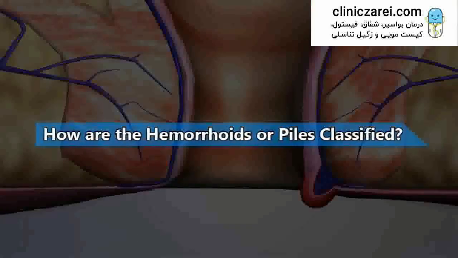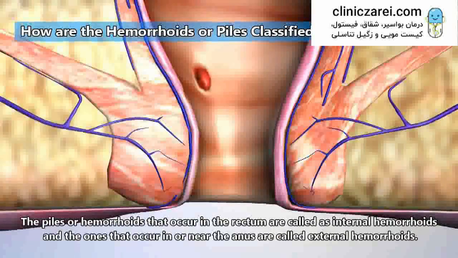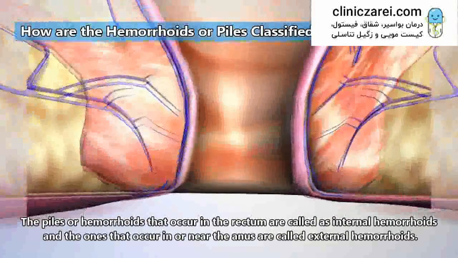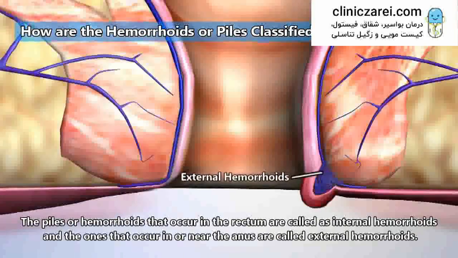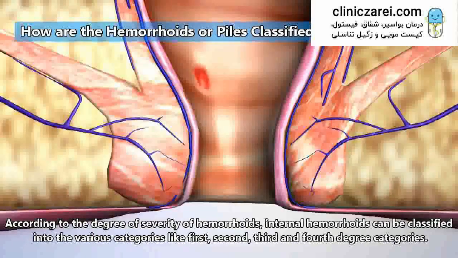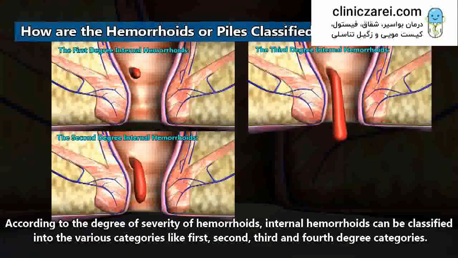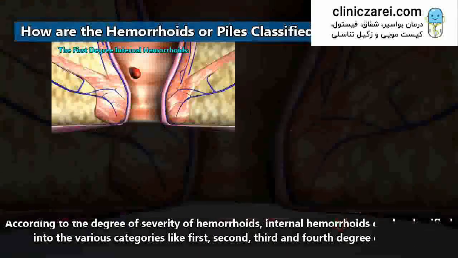How are the hemorrhoids or piles classified? The piles or hemorrhoids that occur in the rectum are called internal hemorrhoids, and the ones that occur in or near the anus are called external hemorrhoids. According to the degree of severity of hemorrhoids, internal hemorrhoids can be classified into various categories like first, second, third, and fourth degree categories.